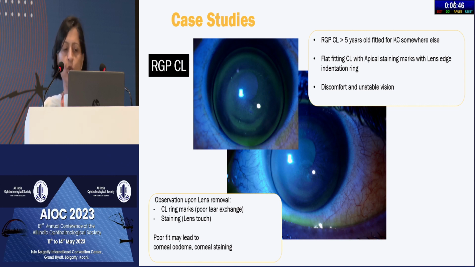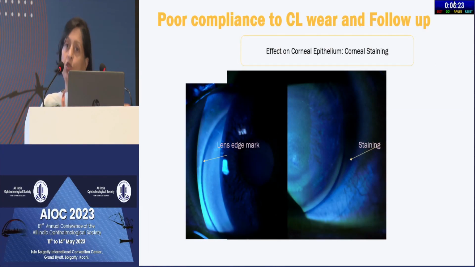This is a patient who has been wearing RGP contact lenses for keratoconus for more than 5 years, and it was a flat-fitting lens with apical staining marks. There was discomfort and unstable vision. On removing the lens, observation showed ring marks, poor tear exchange, and staining because of lens touch. So poor fit can lead to corneal edema, corneal staining, and this can then lead to a cascading effect of keratitis.